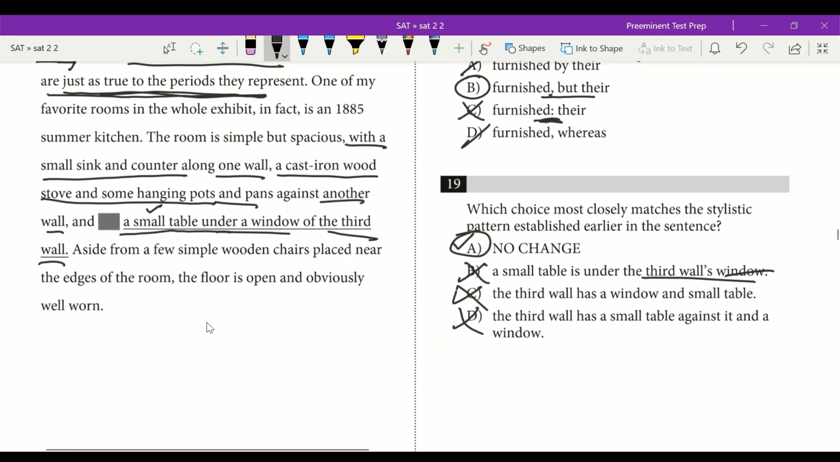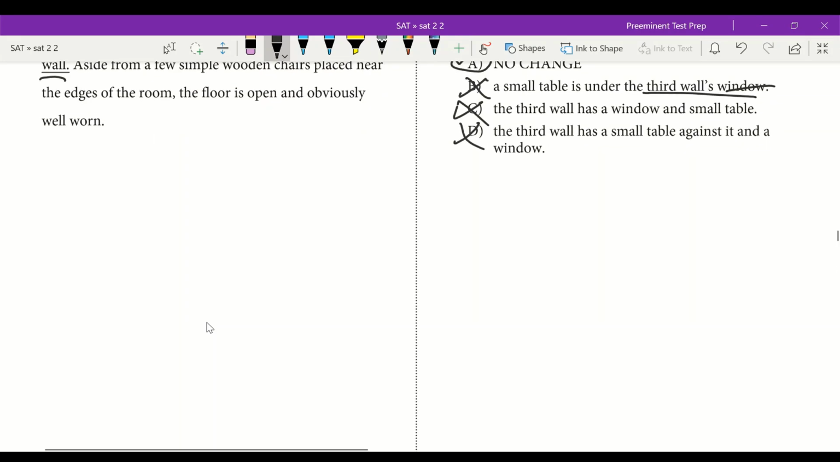Aside from a few simple wooden chairs placed near edges of the room, the floor is open and obviously well worn.